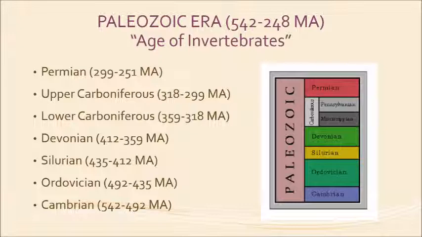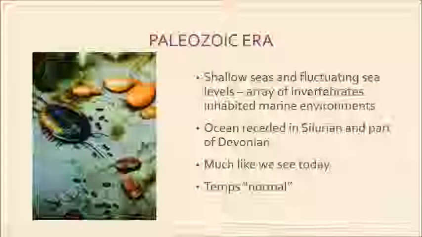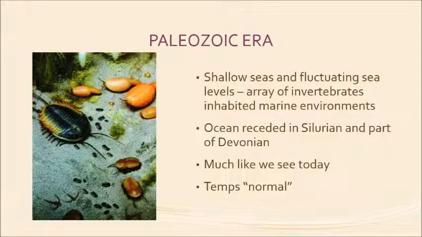The Paleozoic era, also known as the Age of Invertebrates, consists of 7 different periods ranging from 542 million years ago to 248 million years ago. The Paleozoic era was a time of fluctuating sea levels.